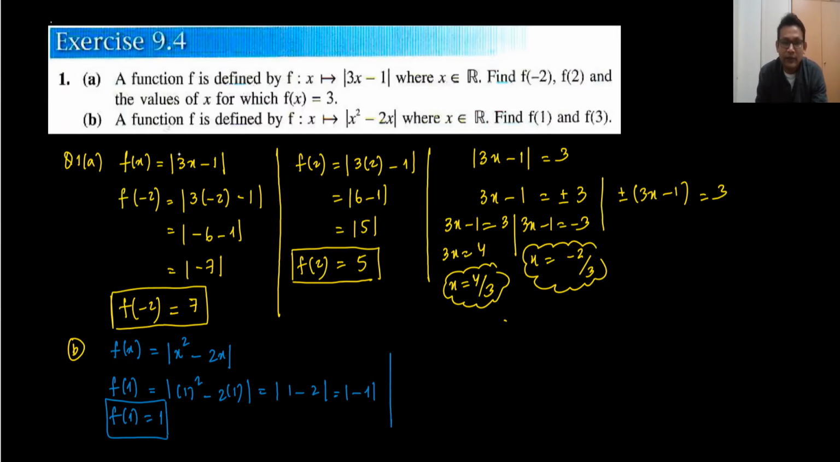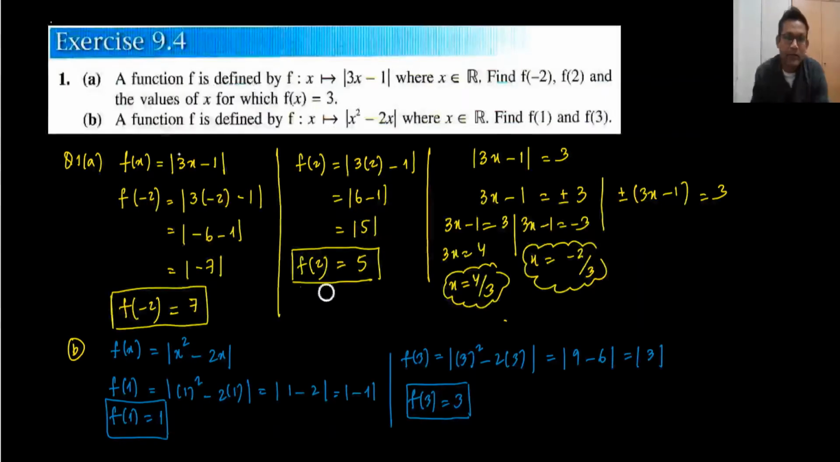The next part is to find f of 3. In f of 3, we write 3 squared minus 2 times 3. Even if you have positive or negative, the answer will remain positive. So 9 minus 6 is 3. 3 is already positive, so f of 3 is 3, and we have done part B.